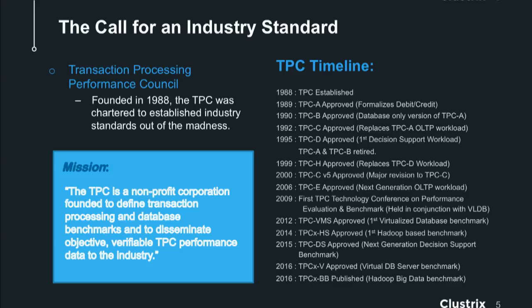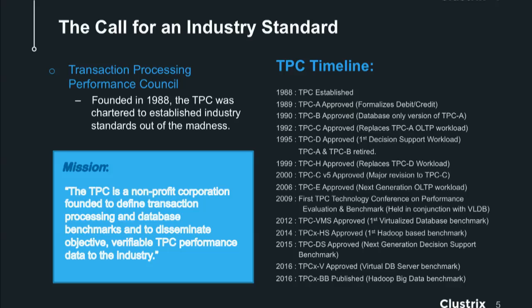This is a little bit of a timeline of the TPC. I'm not going to go into any of those particular points. It's more just there to document things. But the TPC, basically, it was a nonprofit that was funded to basically define these things. The standards, as you know, well, in the day, TPC-A was actually debit credit, the previous benchmark that I just mentioned. It was standardized under TPC-A.